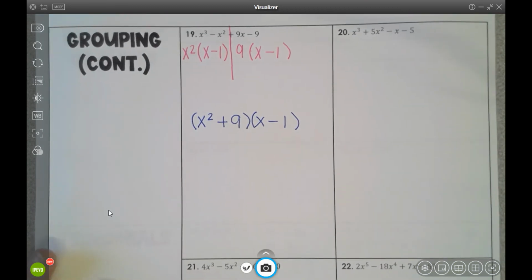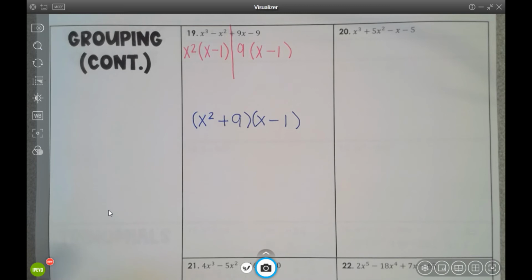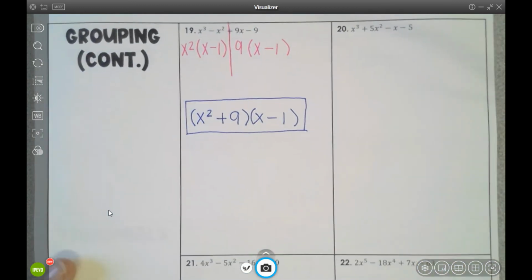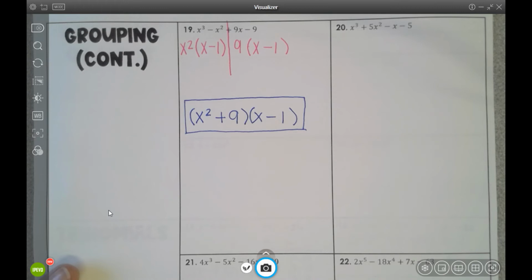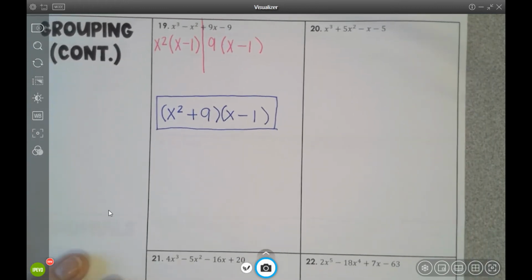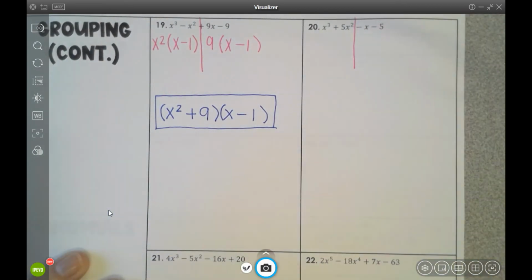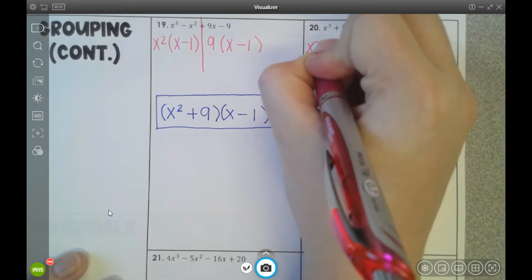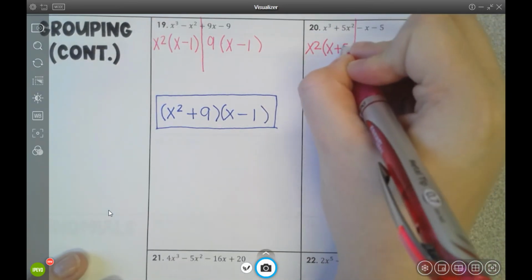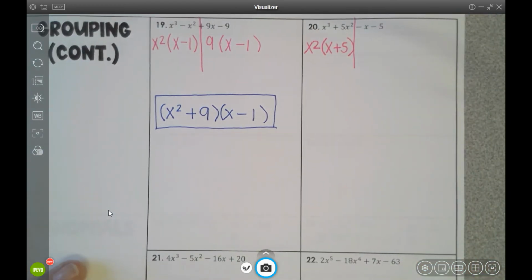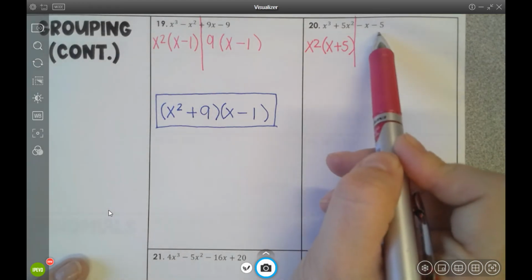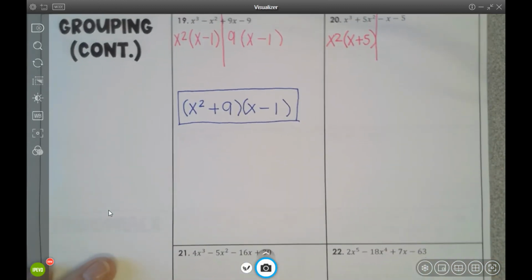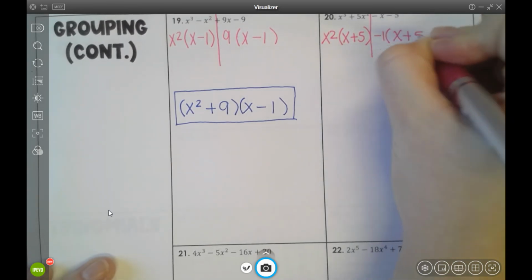Neither of those are difference of squares, and it's not sum or difference of cubes. So nothing else to do. Number 20, split down the middle. My left side, the only thing I can factor out again is x squared. Then we have x plus 5. What about the GCF on the right side? -1, good. So -1, and then I have x plus 5.